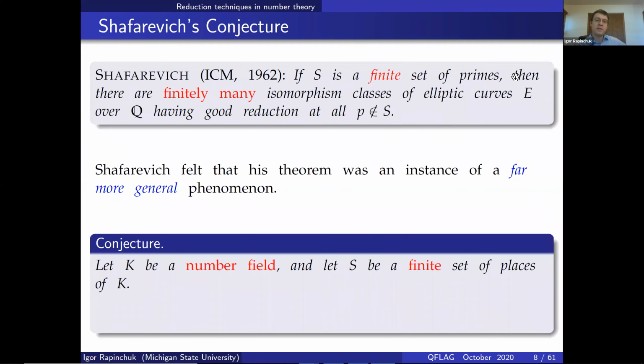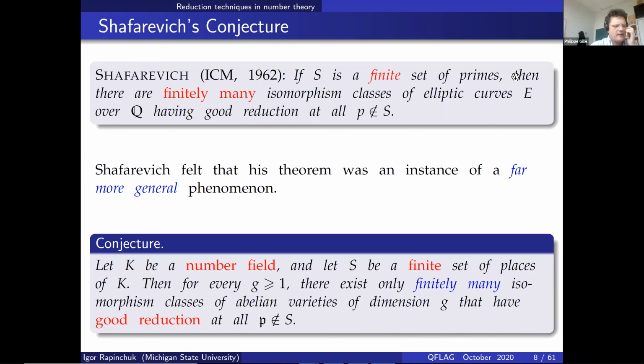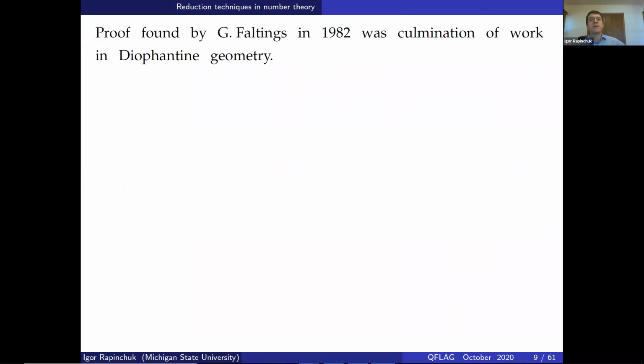So what he conjectured was that if K is a number field and S is a finite set of primes of K, then for every integer g, there exist only finitely many isomorphism classes of abelian varieties of that dimension which have good reduction at all primes p outside of S. Now, this conjecture proved to be extremely influential and set off a tremendous amount of activity in arithmetic geometry. And ultimately, the conjecture was settled by Faltings in 1982 as a culmination of a long line of work in this direction.